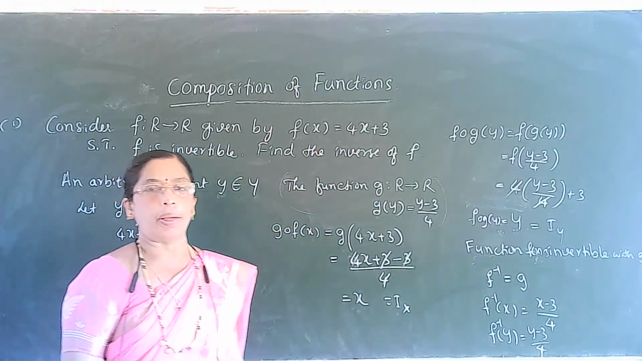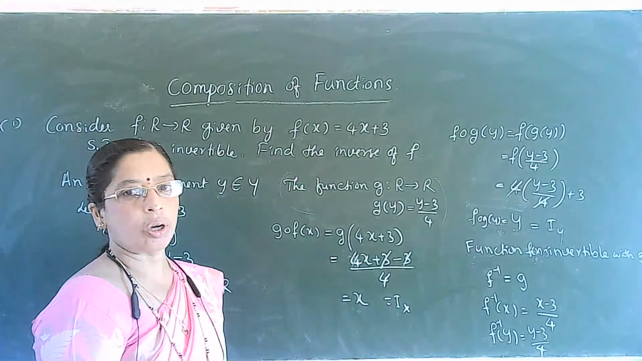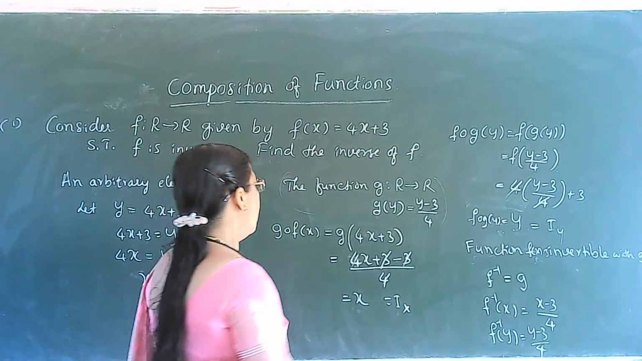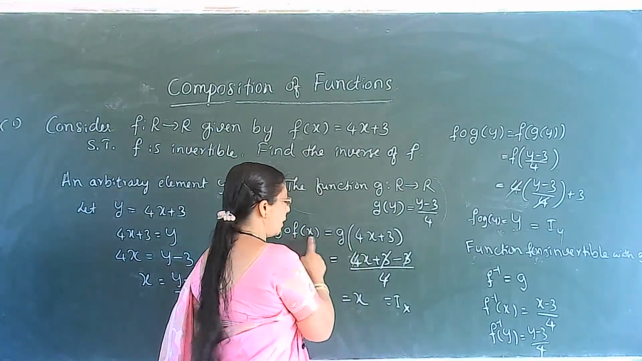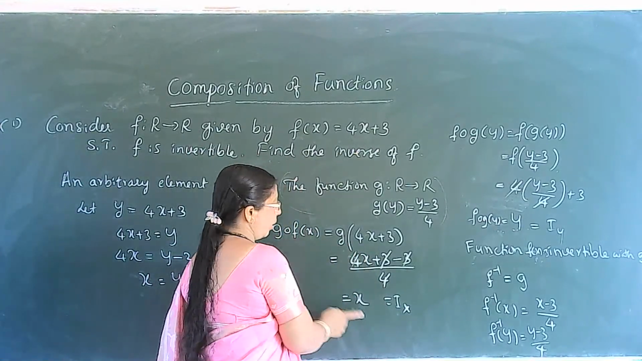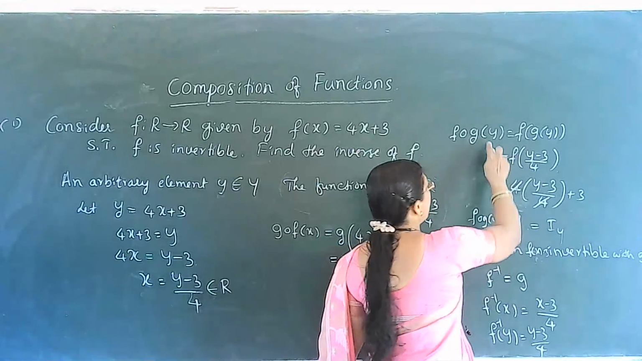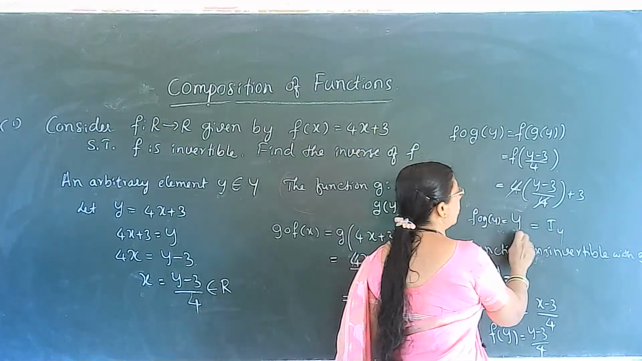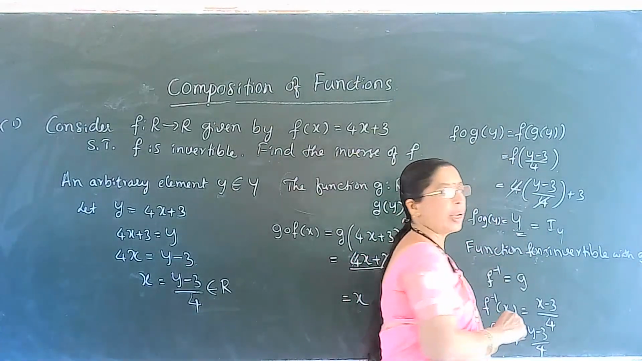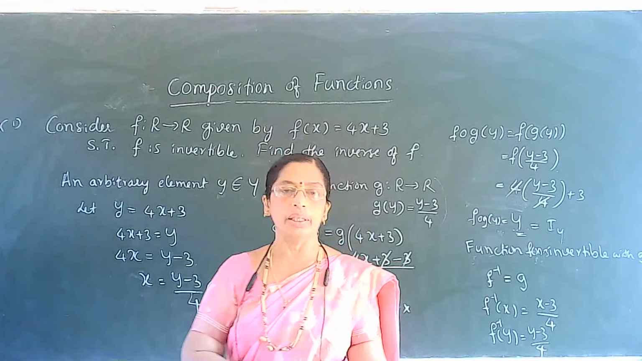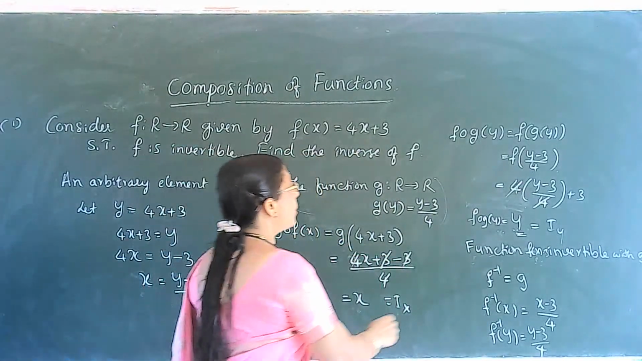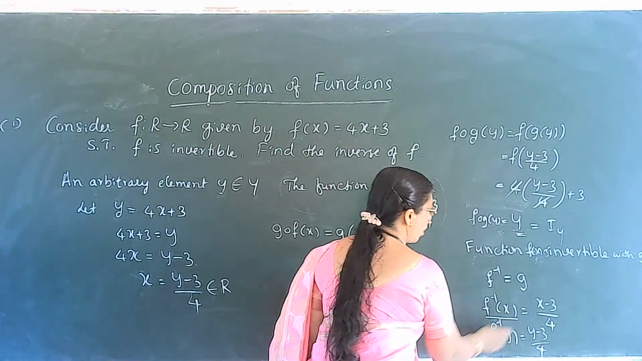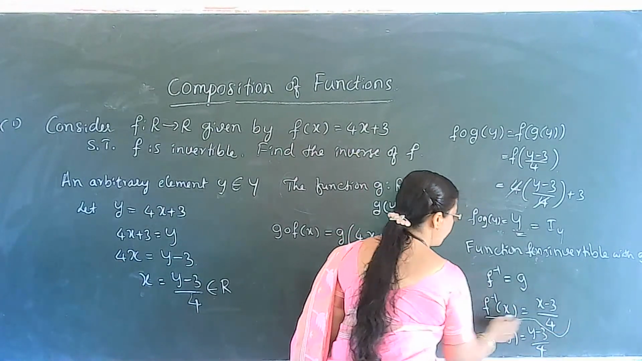Then find g naught f of x, meaning g composition of f, and f composition of g. If you put x here, you get x. If you put y, you get y. Here also f composition of g of y, you get y. Then the function f of x is invertible with g of y. Then f inverse is equal to g.